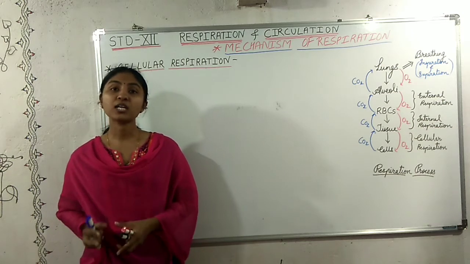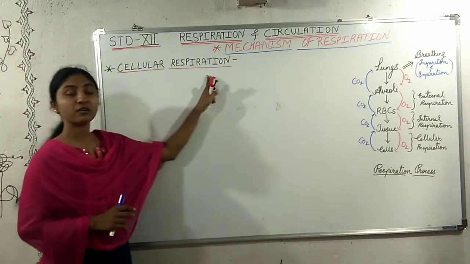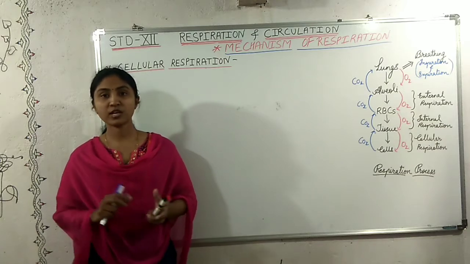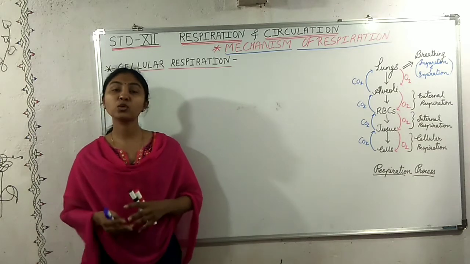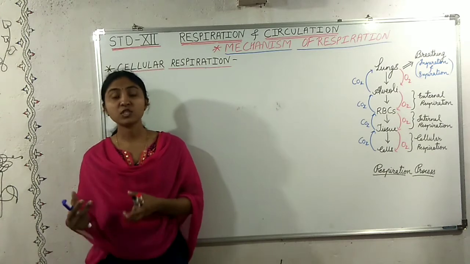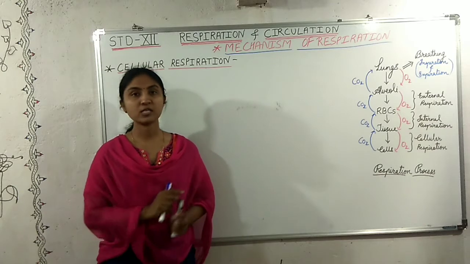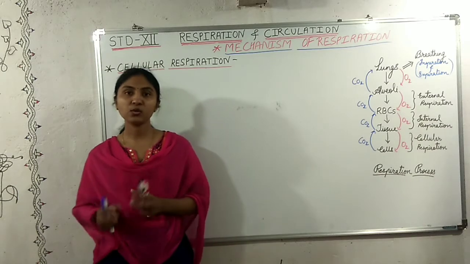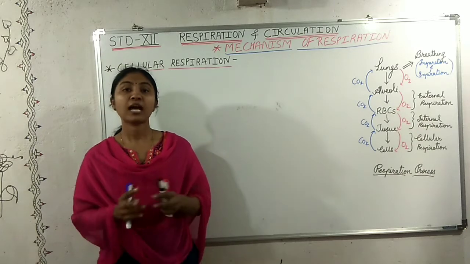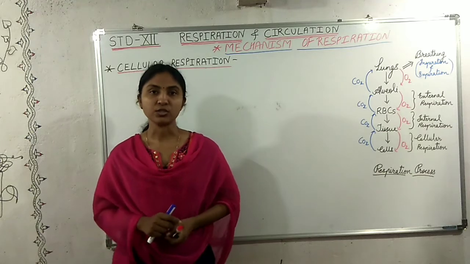Now we are going to understand the last process of the mechanism of respiration, that is cellular respiration. We know that there are two main parts of respiration in human beings, that includes breathing, that is exchange of gases, and the oxygen which we take in. That oxygen is required to break down the respiratory substrate at the cellular level. Here the respiratory substrate is glucose, and this glucose in the cell is broken down to release energy.